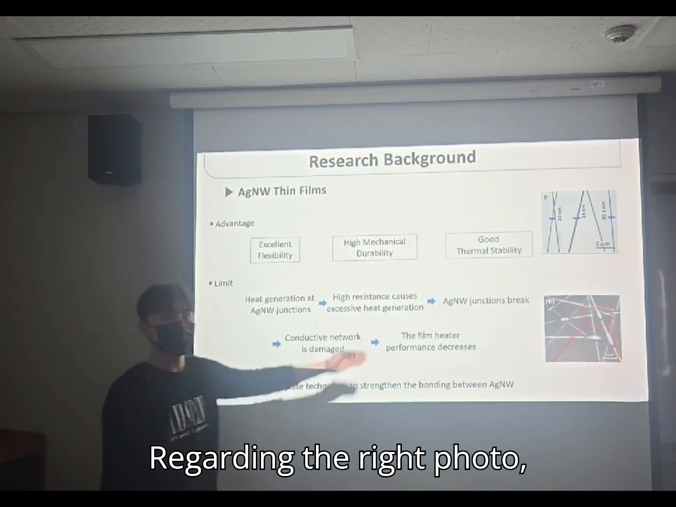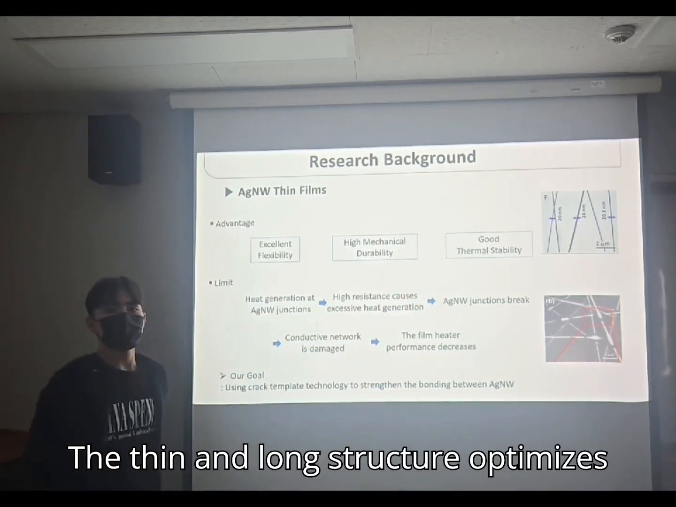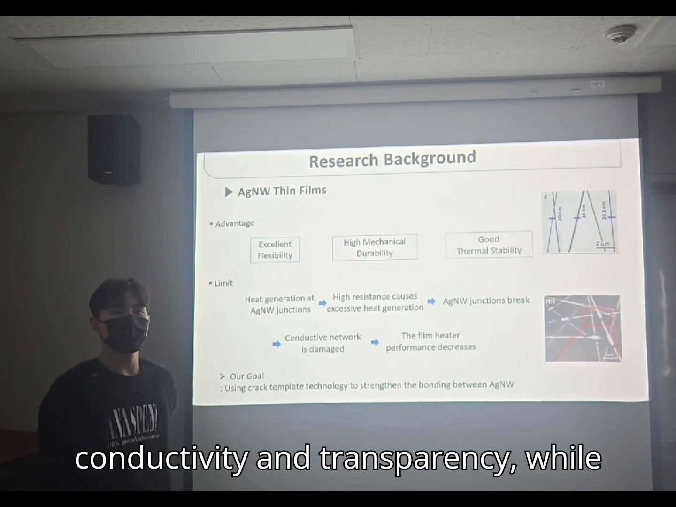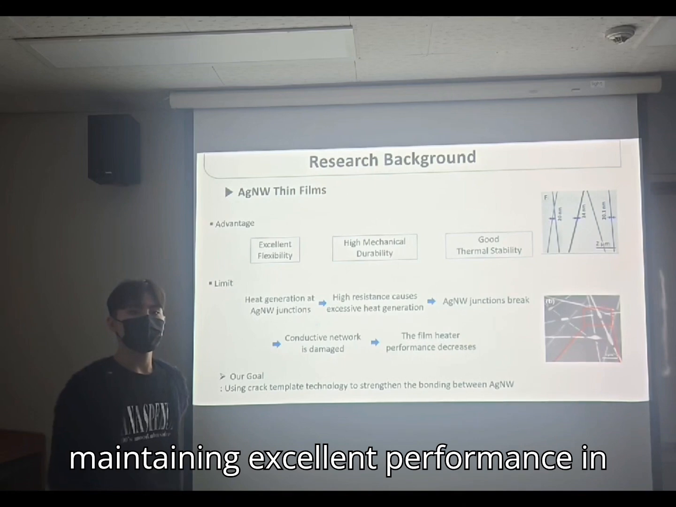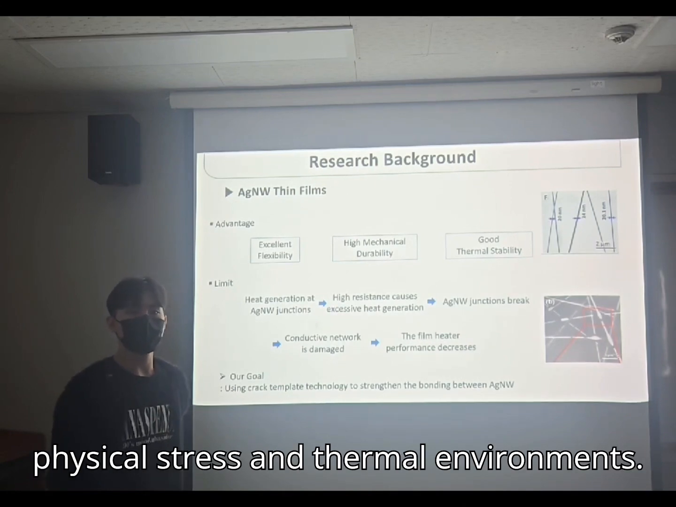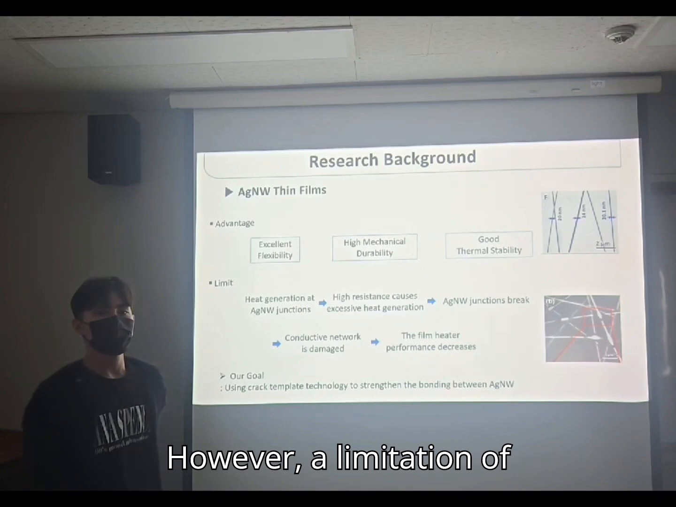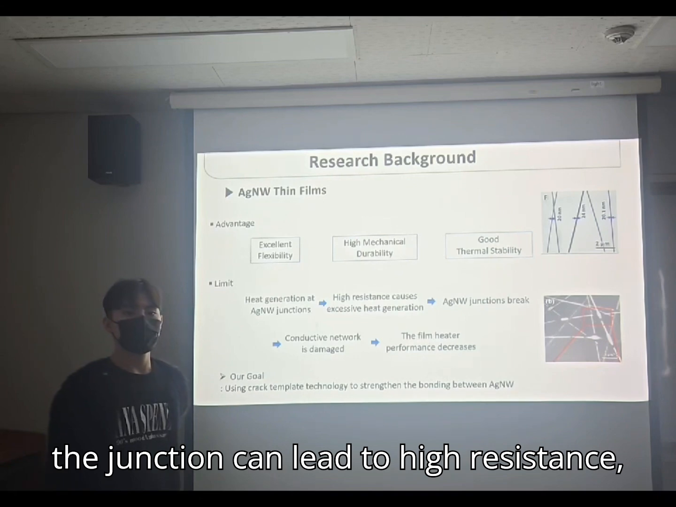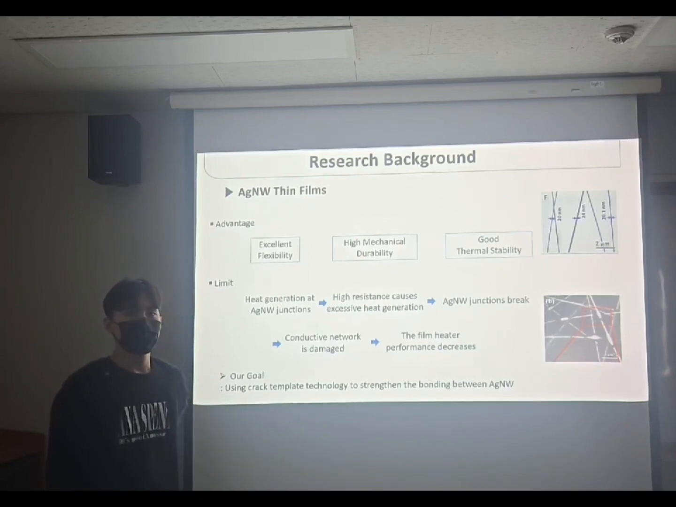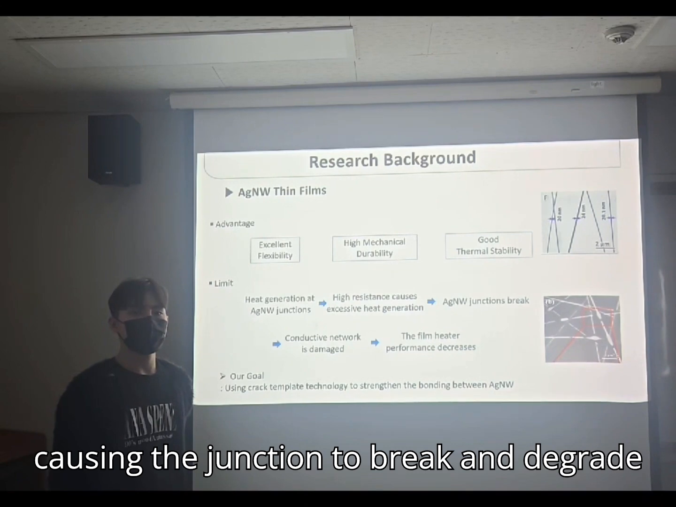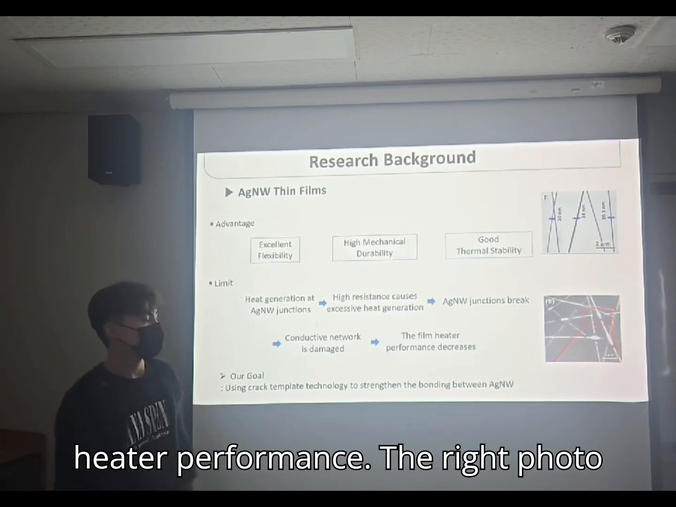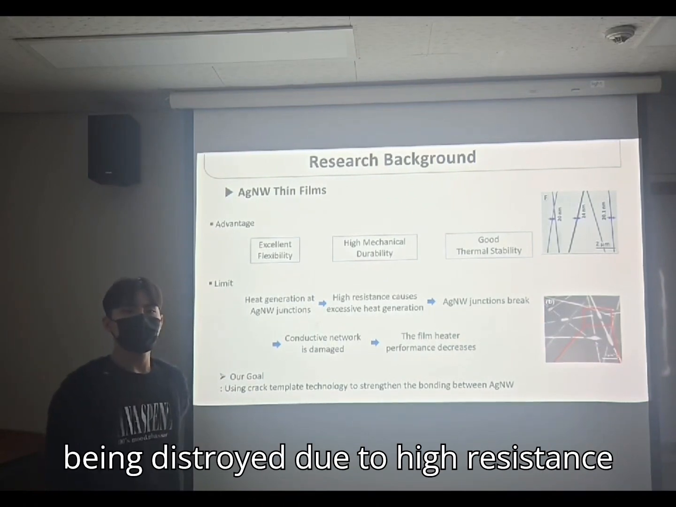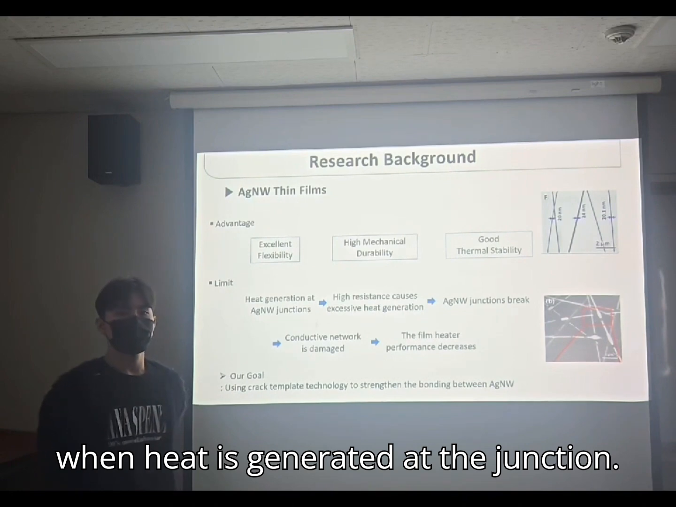Regarding the right photo, the thin and long structure optimizes network formation, providing high conductivity and transparency while maintaining excellent performance in physical stress and thermal environments. However, a limitation of AgNW is the heat generated at the junction can lead to high resistance, causing the junction to break and degrade heater performance. The right photo shows the junction breaking or being destroyed due to high resistance when heat is generated at the junction.